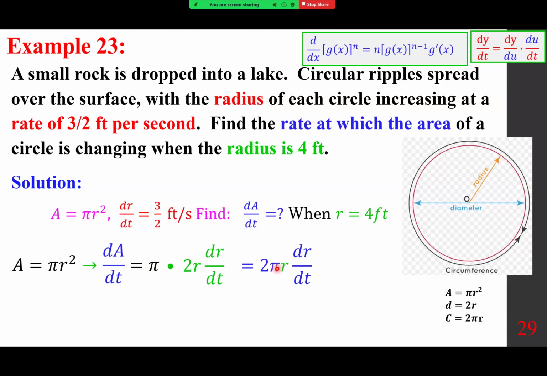Replace the r with 4 feet, the dr/dt with 3/2 feet per second, and these two cancel out these two. You get 12 pi, and an approximation with a bunch of decimals is 37.6991 square feet per second. Units of the area over units of time. You always want to pay attention to the units when you're dealing with applications.